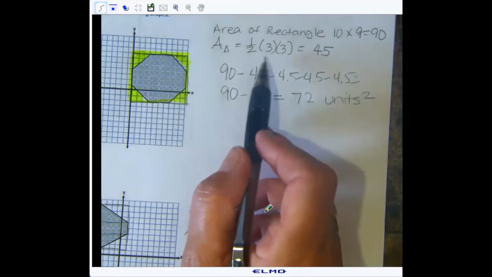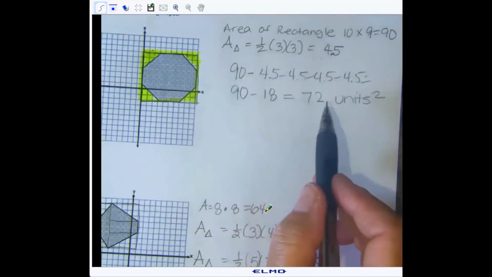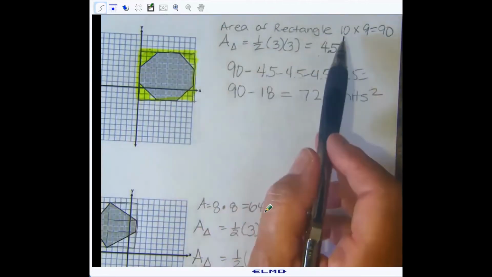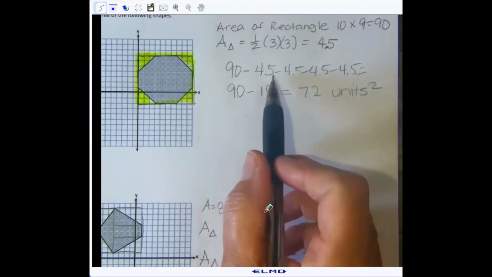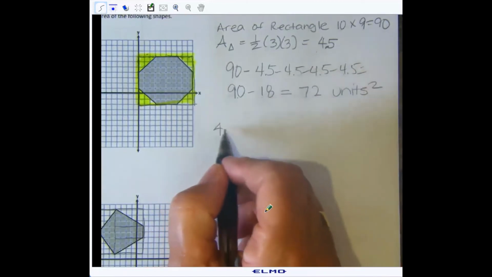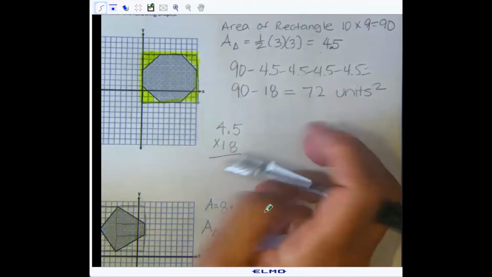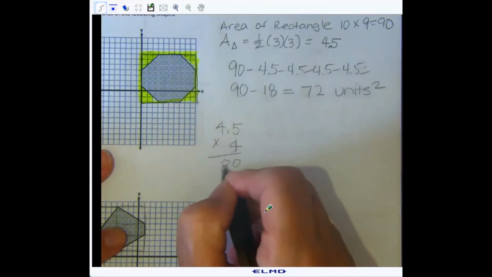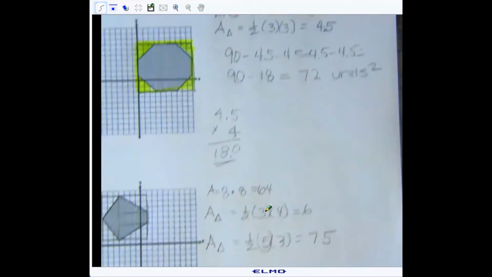So half of 9 is 4.5. So each triangle has 4.5 square units of area. My rectangle is a 10 by 9. So I start with my 90 and I subtract 4.5 4 times. By the way, where'd that 18 come from? Well, because I multiplied 4.5 times 4, and I got 18. So 90 take away 18 is 72 square units.